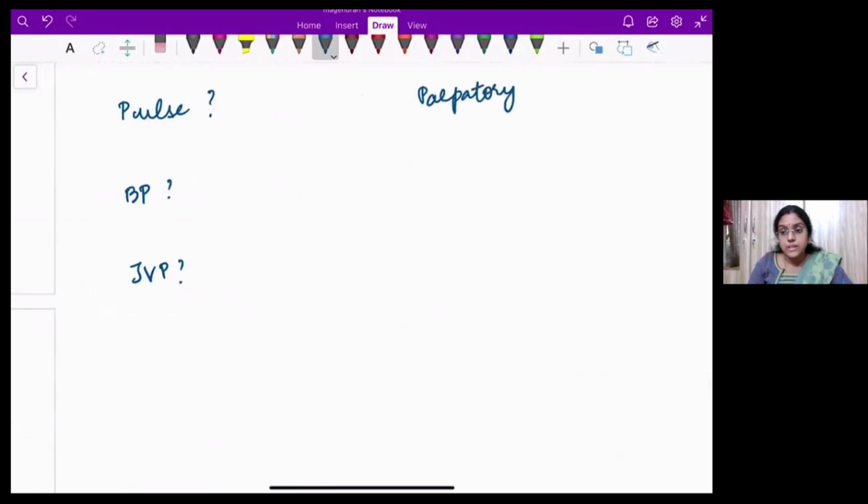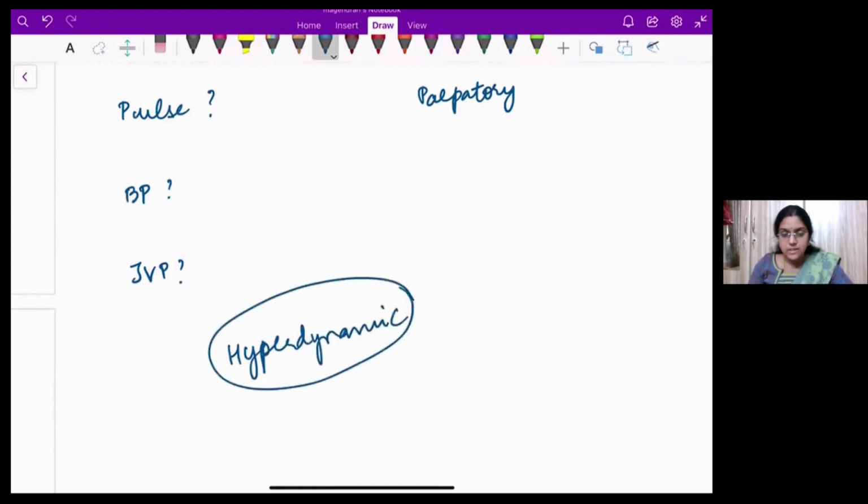So what happens to the pulse? The patient will actually have a lot of blood in the left ventricle. Okay. So what happens then? It will become a hyperdynamic circulation. What is it called? It is called a hyperdynamic circulation. It is a hyperdynamic state.